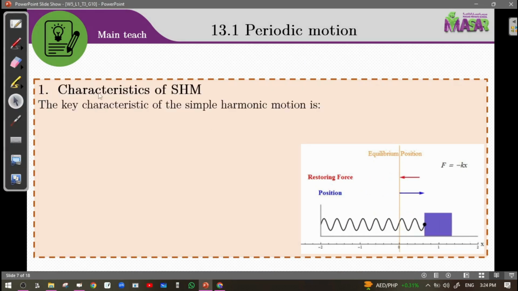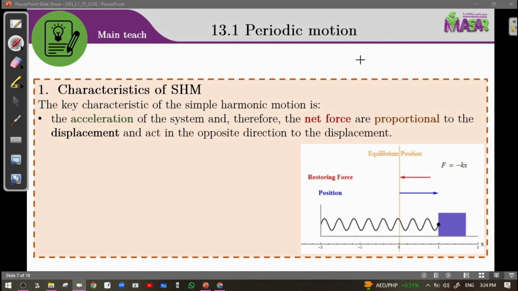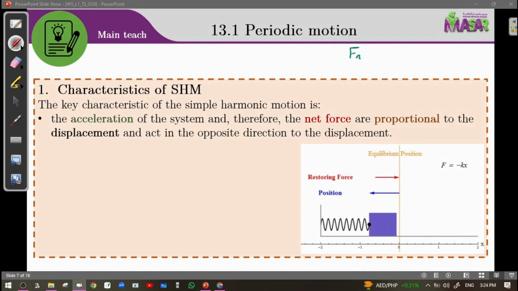So, characteristics of simple harmonic motion. The key characteristic of simple harmonic motion is that the acceleration of the system, and therefore the net force, are proportional to the displacement and act in the opposite direction to the displacement. We know that according to Newton's second law, F net is equal to ma. So the net force is proportional to the acceleration.